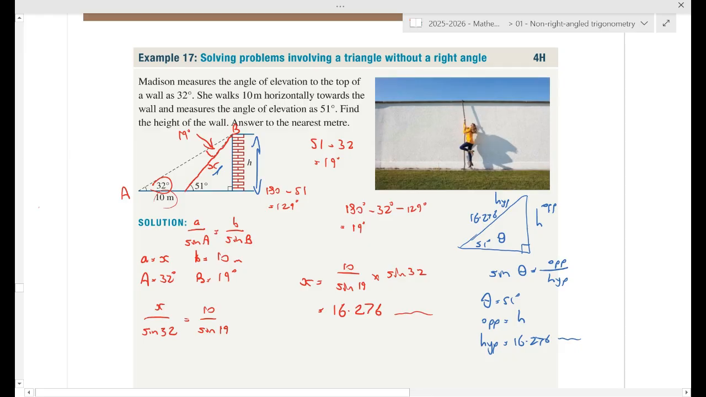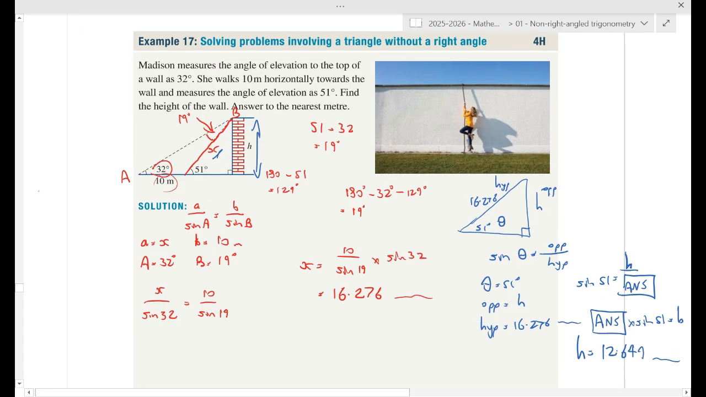Chuck that into your calculator. So sine of 51 equals h over, I'm going to use the answer button again. We've talked about this a few times, because that way I've got the exact thing. And that means that the answer from the previous question times sine 51 equals h. So we'll chuck that in. So answer times sine 51, close my bracket, equals, and I get h equals 12.649, blah, blah, blah. But it does say to the nearest meter, so h equals 13 meters. And we're done.